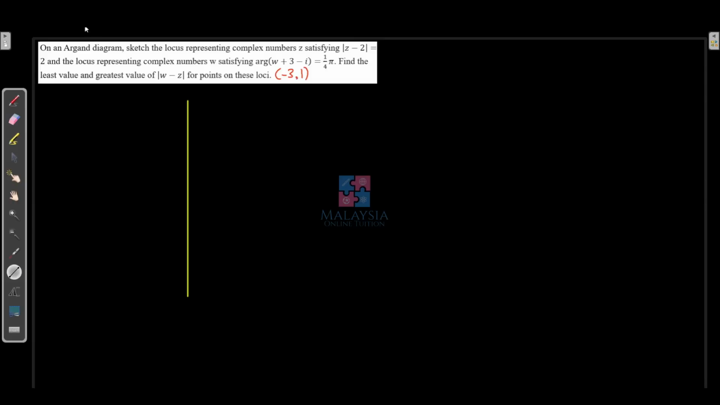We are going to start with the circle first, the easiest one. So this is the imaginary axis and this is the real axis. The center of the circle is going to be 2, 0. So let's say 1, 2, 2 is somewhere here, and this is the center. Then we take 2 units to the left, 2 units up, 2 units down, and 2 units to the right. Okay, done, and then we can sketch the circle.